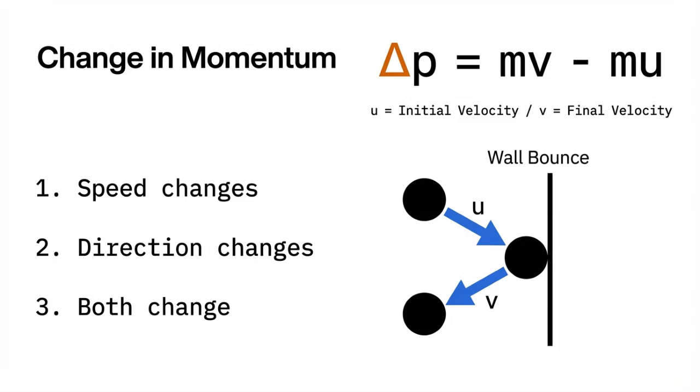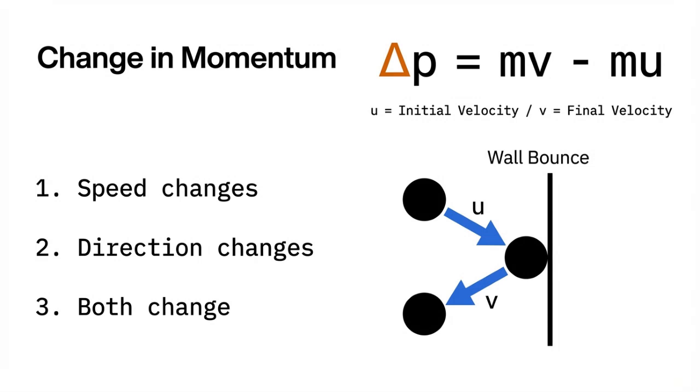The change in momentum is calculated by subtracting the initial momentum from the final momentum, which we express as mass times the final velocity minus mass times the initial velocity. Here, u represents the initial velocity and v is the final velocity.